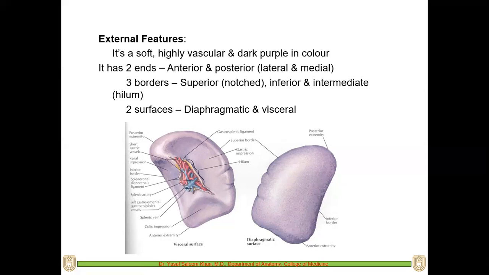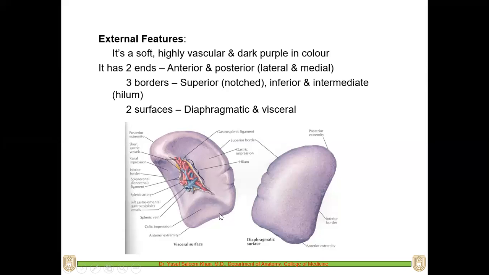Then coming to the two surfaces. One is in contact with the diaphragm, which is called the diaphragmatic surface, and the other is in contact with the viscera, the abdominal organs, which is called the visceral surface. This is how actually it is present.